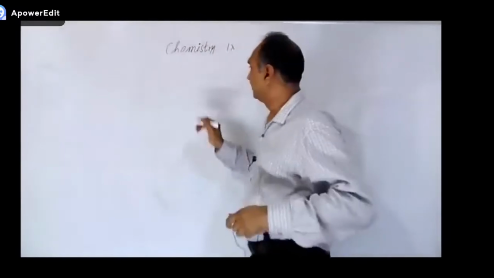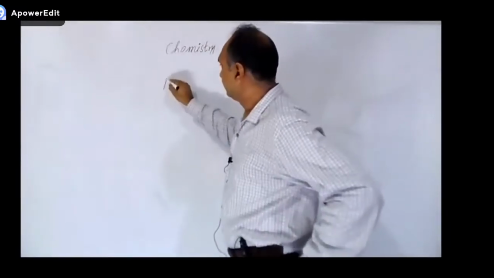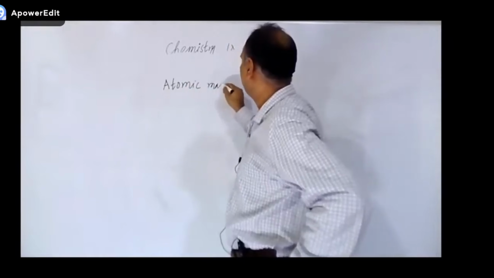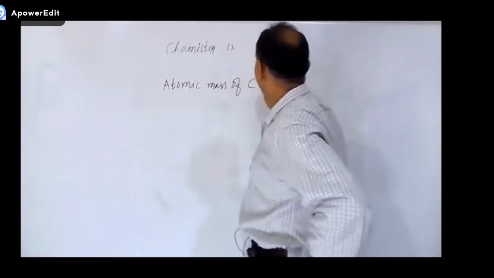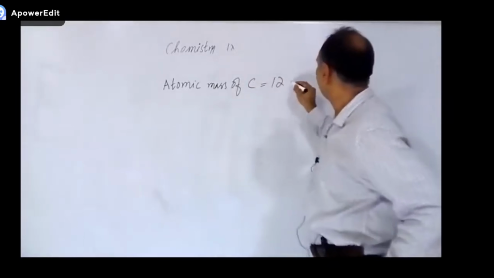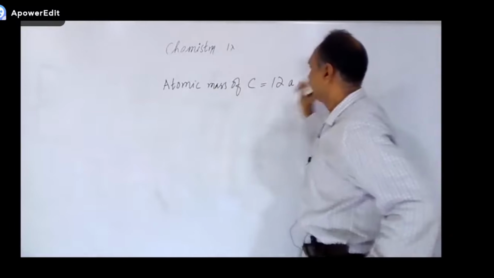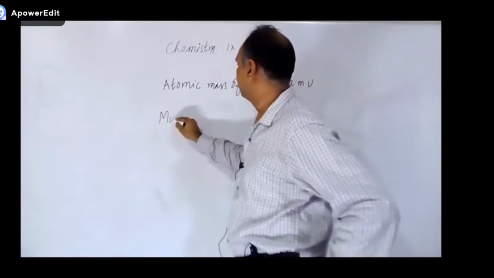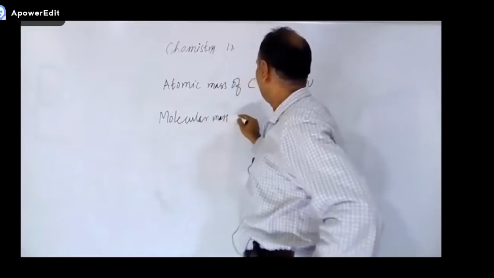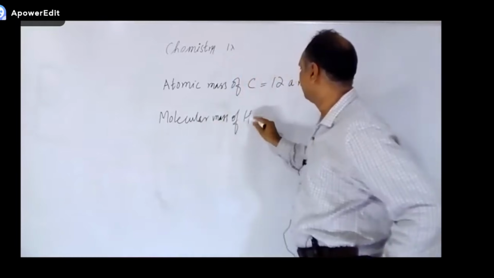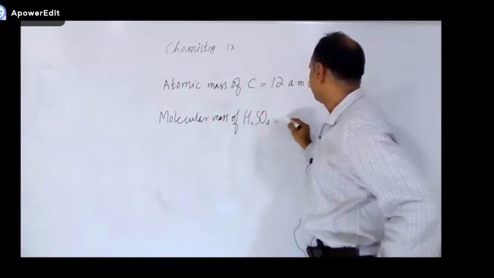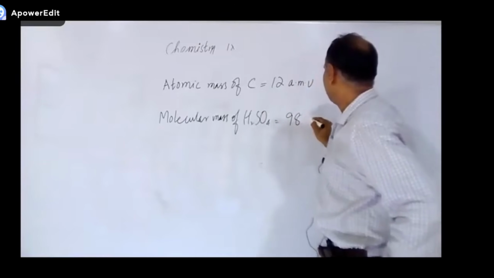What they did, suppose I write the atomic mass of carbon is 12, fine, AMU. The molecular mass of sulfuric acid, H2SO4, we did it, 98 AMU.